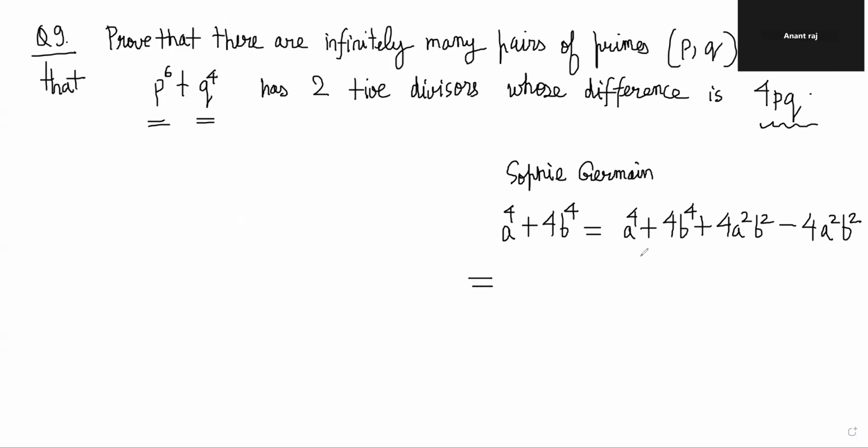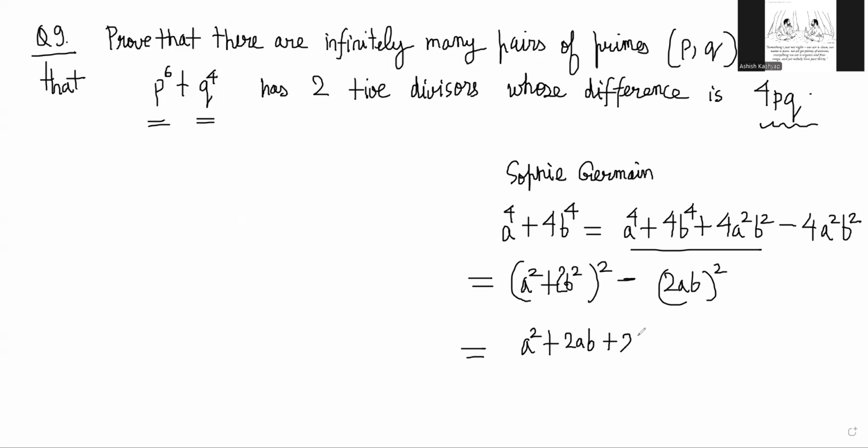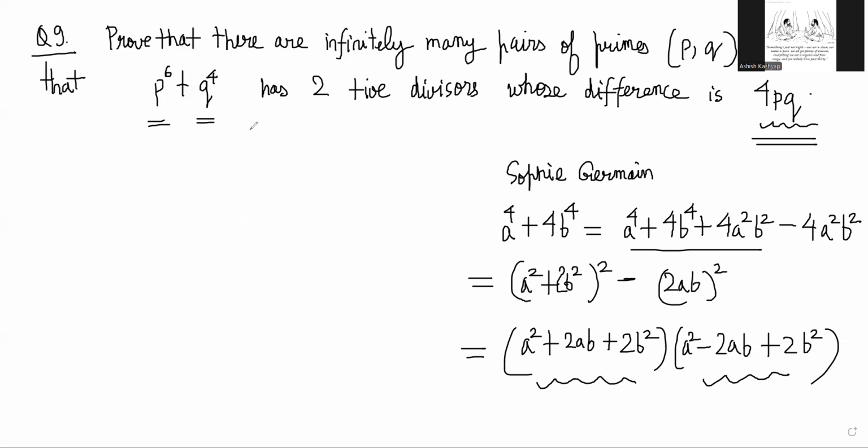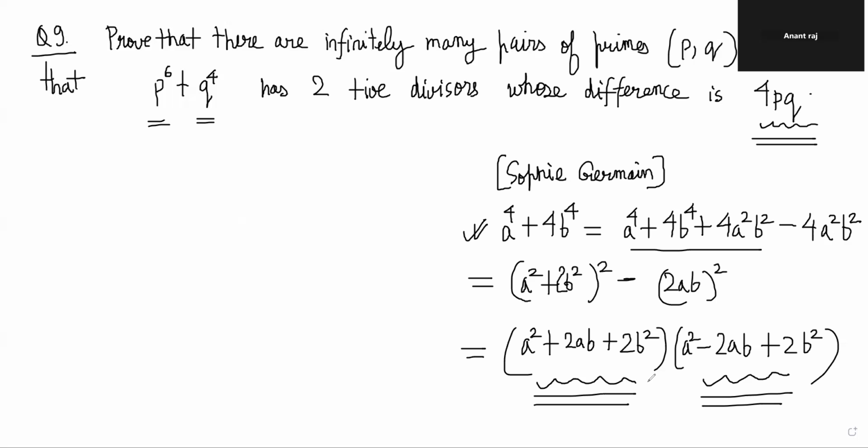So the first three terms become (a square plus 2b square) whole square, minus (2ab) whole square. So now what happened: (a square plus 2ab plus 2b square) multiplied by (a square minus 2ab plus 2b square). Can you see that the difference between the factors is 4ab? So seeing this and seeing this power 4, the hint comes that it is probably Sophie Germain. Okay, understood? The factorization of this into two factors such that their difference is 4ab. But Sophie Germain requires a 4 times b power 4 type of thing, right?